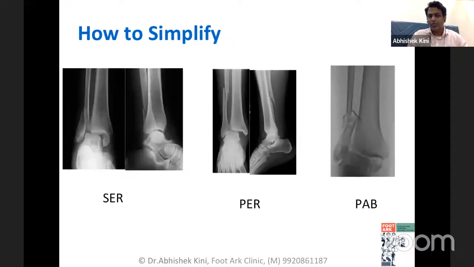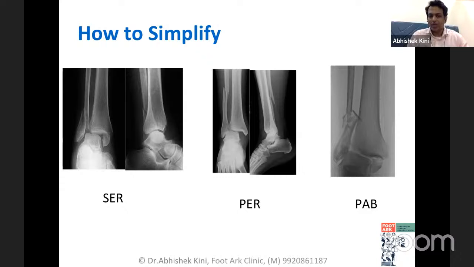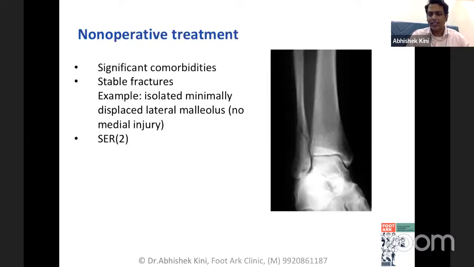So again, to simplify it further, look at the fibula. In supination external rotation, you have an oblique transsyndesmotic fracture. In pronation external rotation, you have a suprasyndesmotic fibula. And in pronation abduction, you have a transsyndesmotic comminuted fibula fracture. That's how you make it.